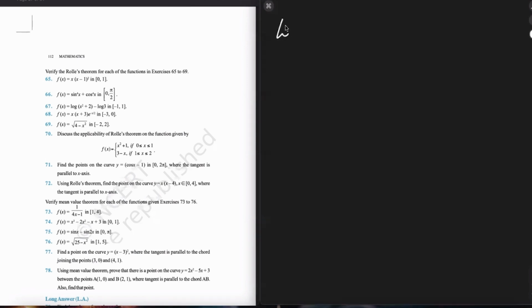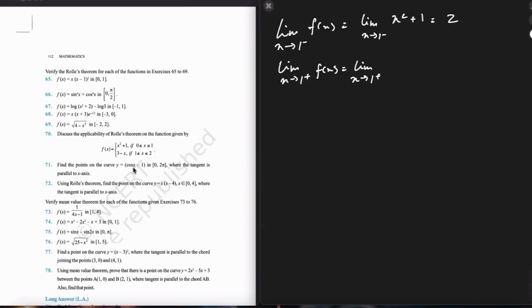So limit x tending to 1 minus for the function f(x), we can write it as this, limit x tending to 1 minus for x squared plus 1. So it will be 2. Now limit x tends to 1 positive for f(x) is equal to limit x tends to 1 positive for 3 minus x, it is also equal to 2. So limit exists. कंटिन्यूअस तो है.